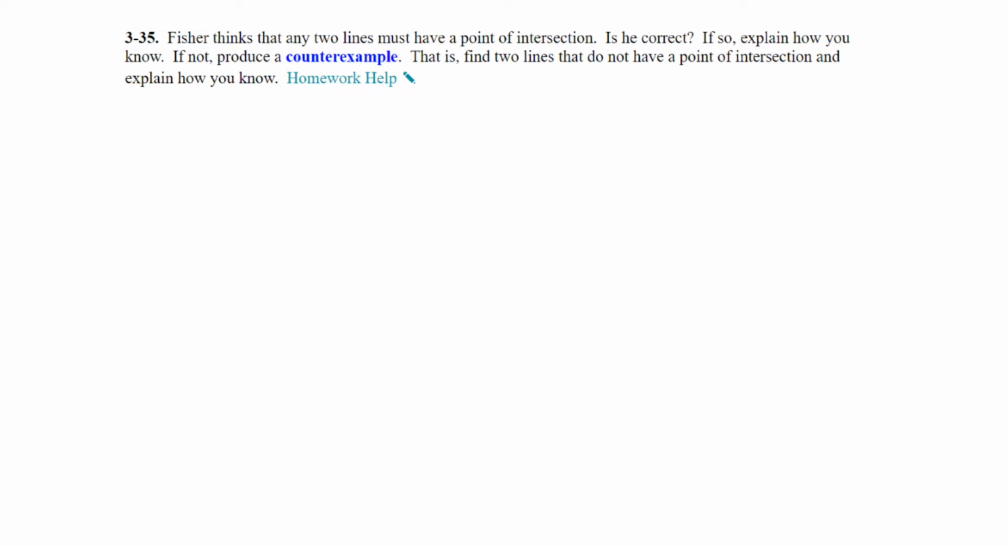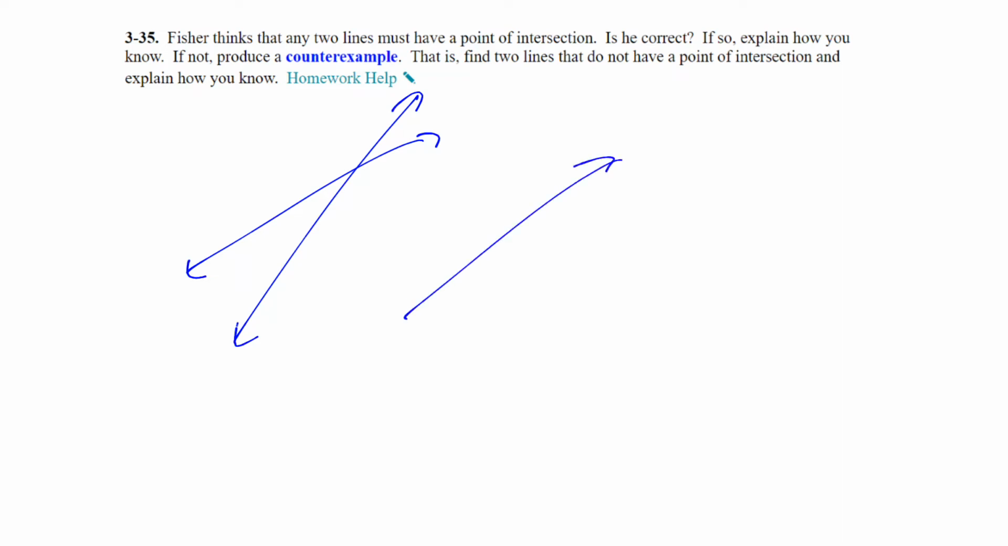So when you're looking at this, all our lines extend forever. So even if you have a line like this, and then like this, do those intersect? Well, if we extend them forever, they're still going to intersect. So is there an example or a counterexample that shows that when you graph two lines, they will never intersect?